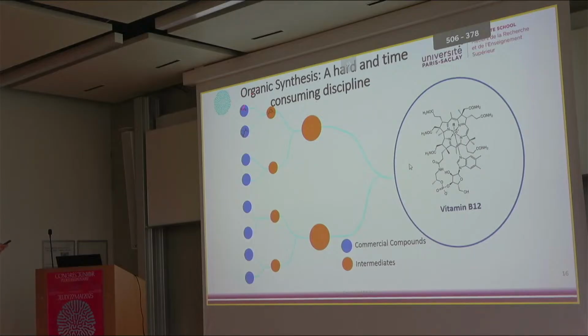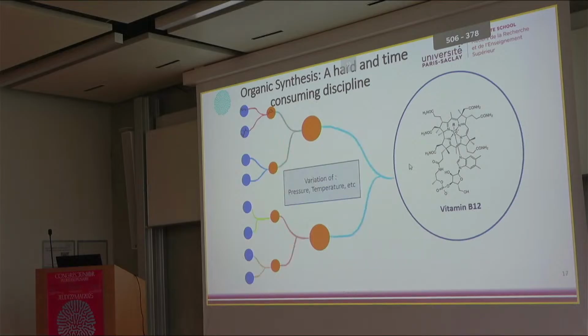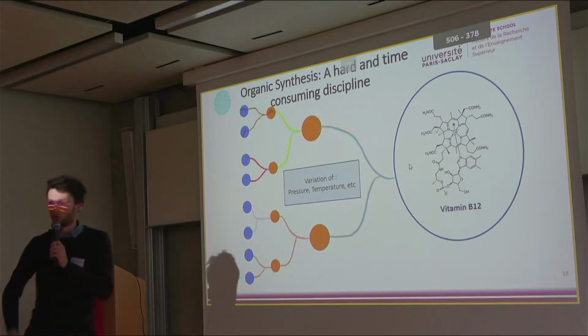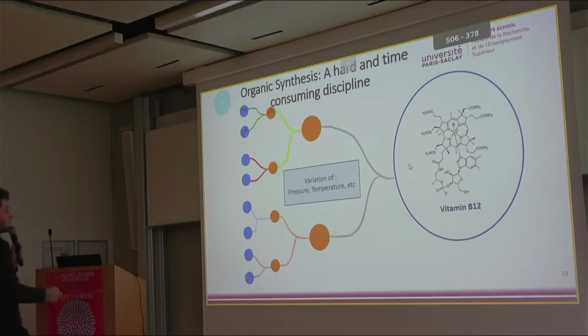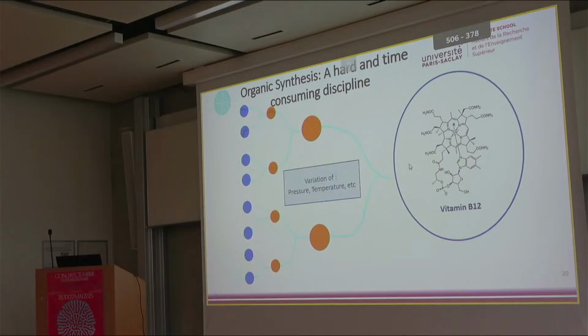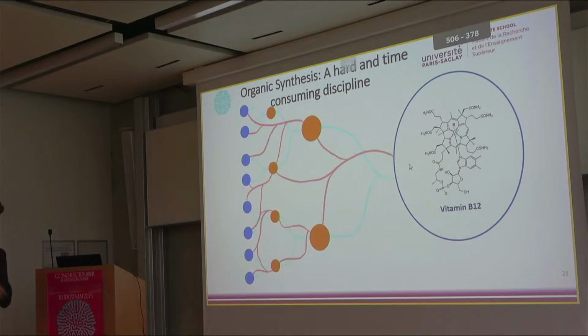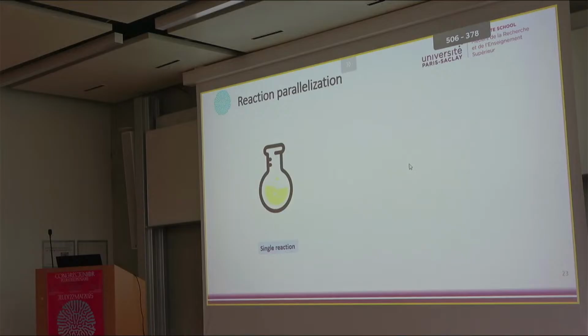And for each of these single steps, you can vary the conditions. For example, you can vary the temperature, the pressure, the solvent, the concentration, etc. And the issue is, if a step doesn't work, then you have to imagine another pathway, and another pathway. That's very complex, right? And this is because every reaction, we do in a single batch. You do one reaction at a time.